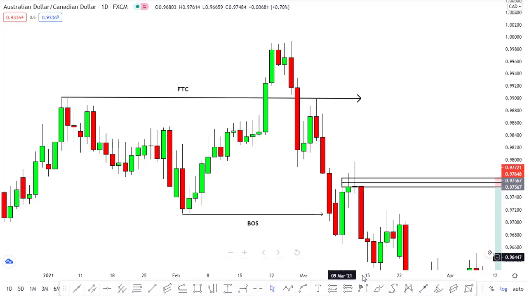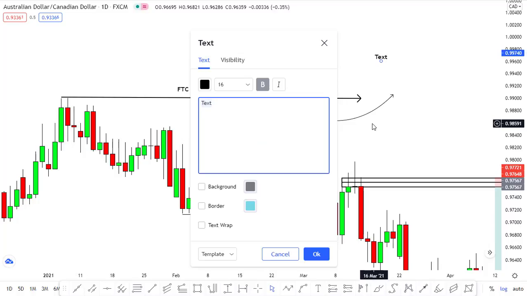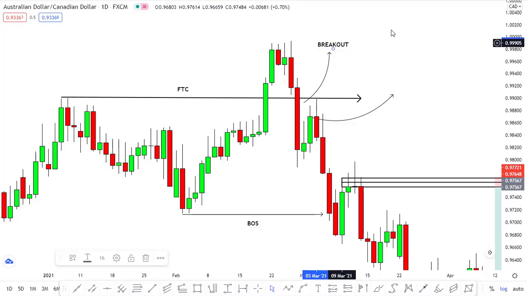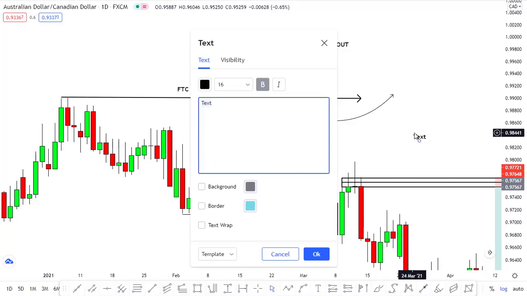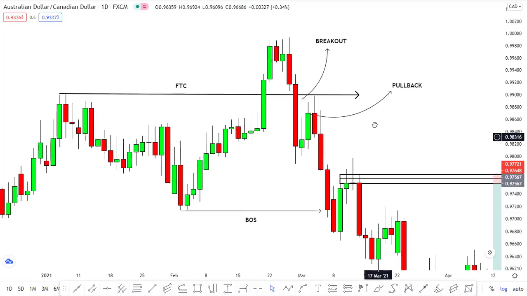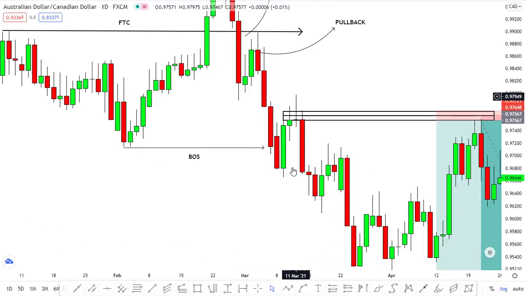If we want to mark up this part of the chart, we can see that we have a breakout here, and we have a pullback to that breakout, and this move is done, and we are not going to use it in the future. So the next choice and option is this one right here.